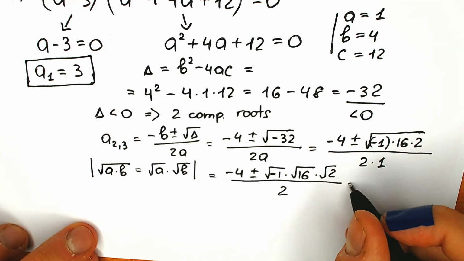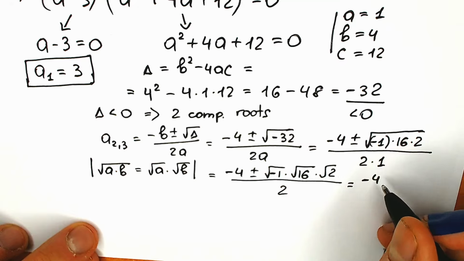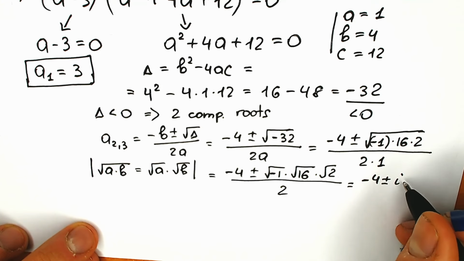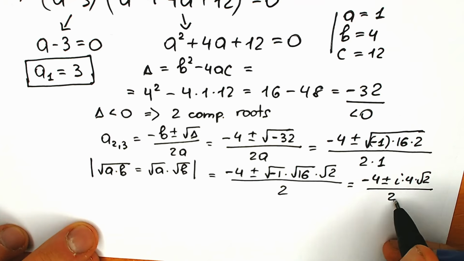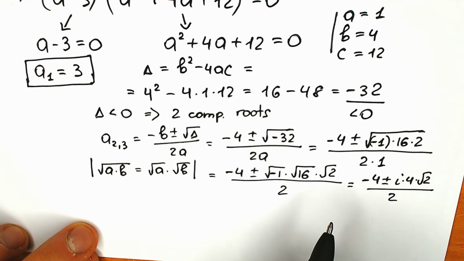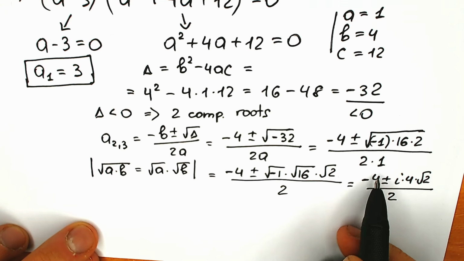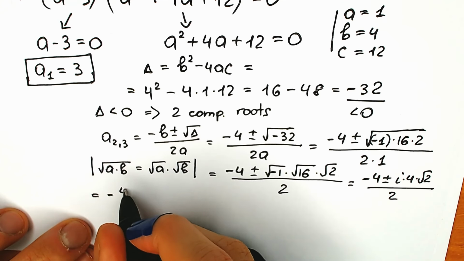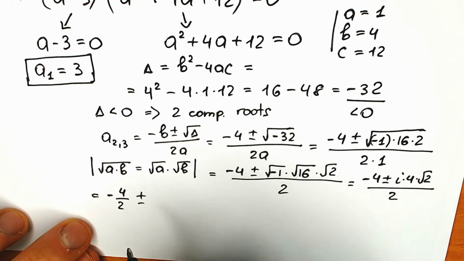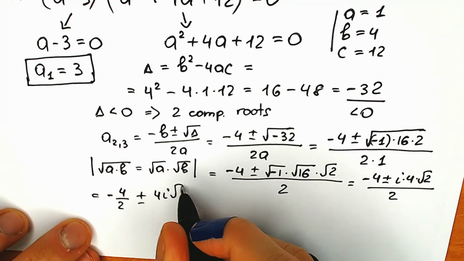And then we can simplify it. Okay, let's do it. So minus 4 plus minus i times 4 times square root of 2. We can easily change an order, but without any changes right now. We can divide this part by 2, so we can split it like minus 4 over 2 plus minus 4i square root of 2 over 2.